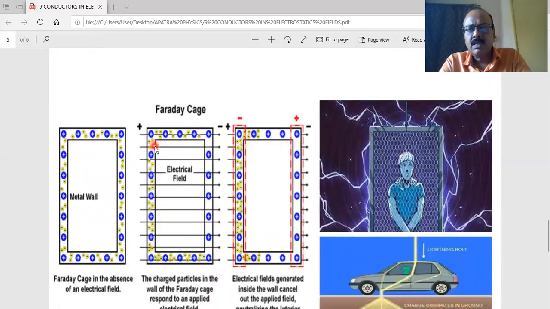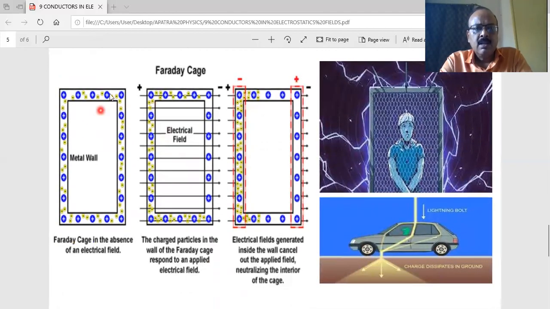So there are many applications, but we are just talking about the Faraday cage. Now look at this figure. It is a metal box. Let us suppose any copper box, iron box, or any metal box, or any cage-type box made up of metallic wire. It is known as a Faraday cage.